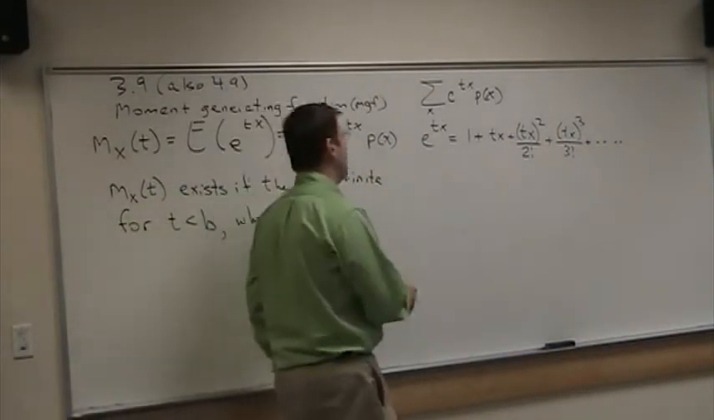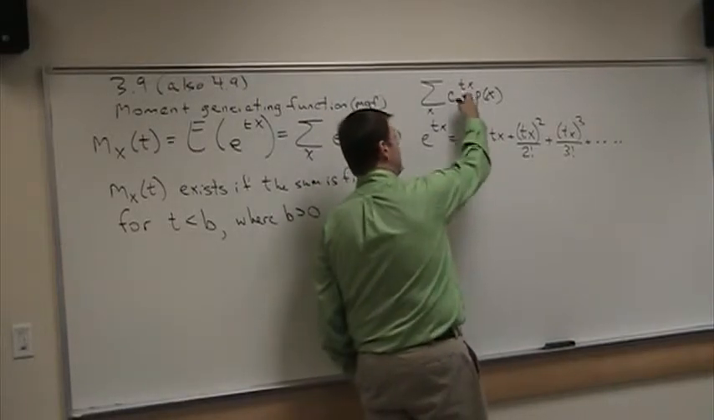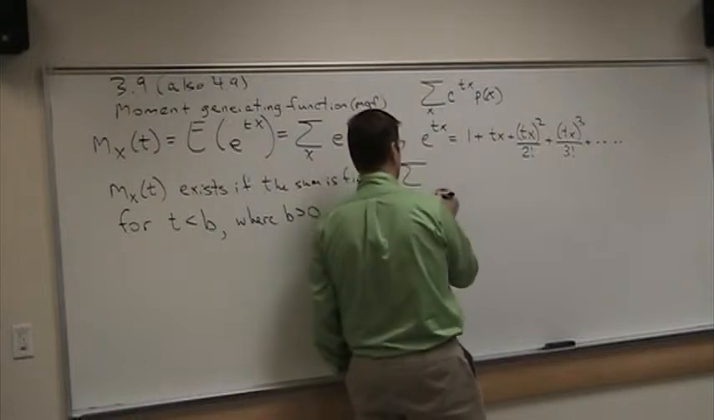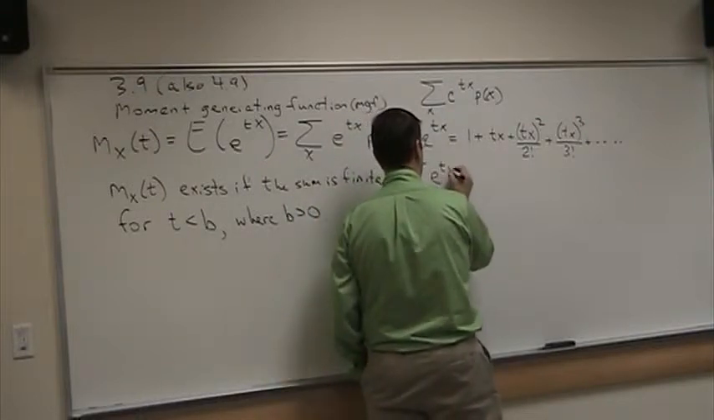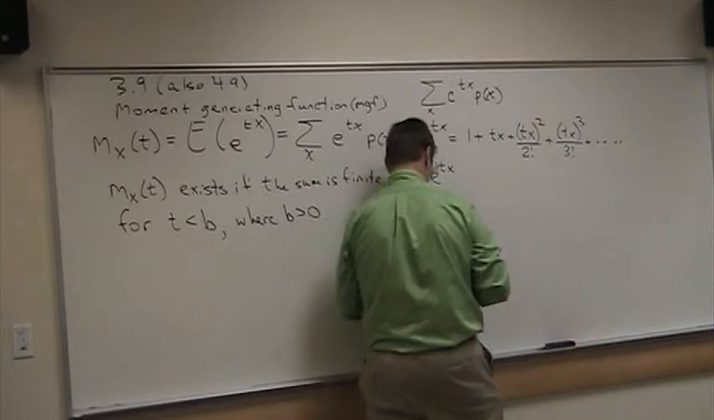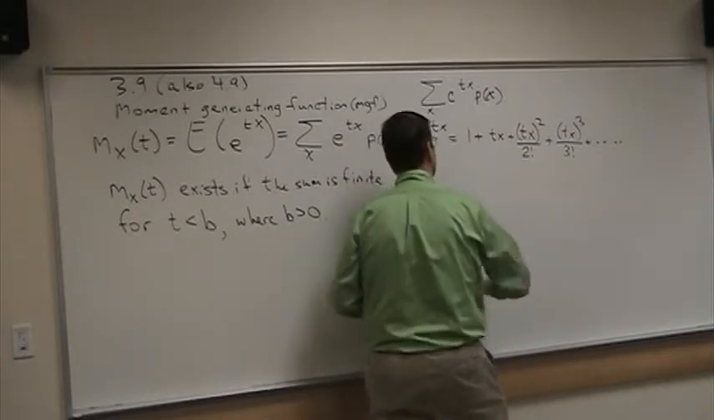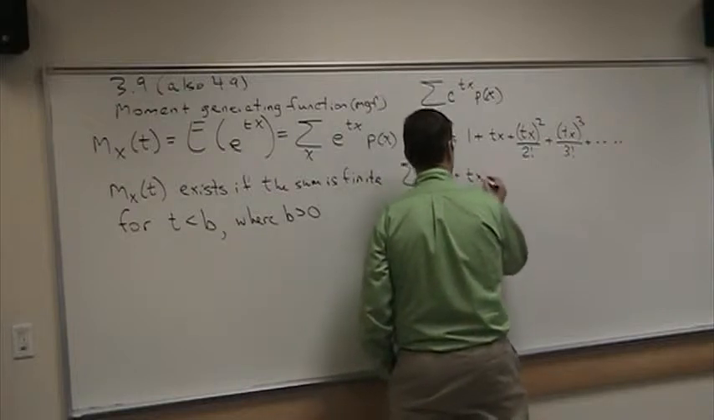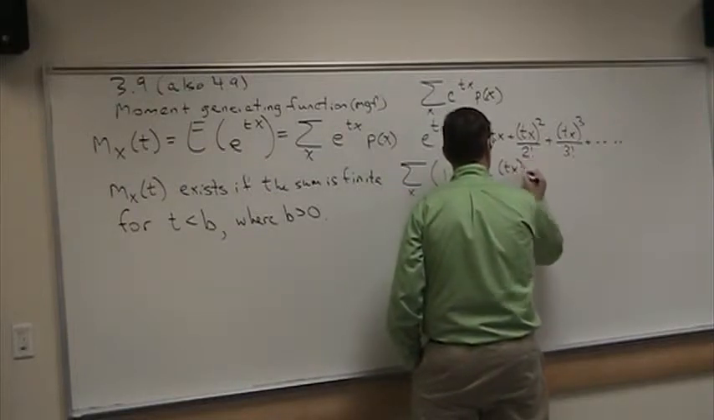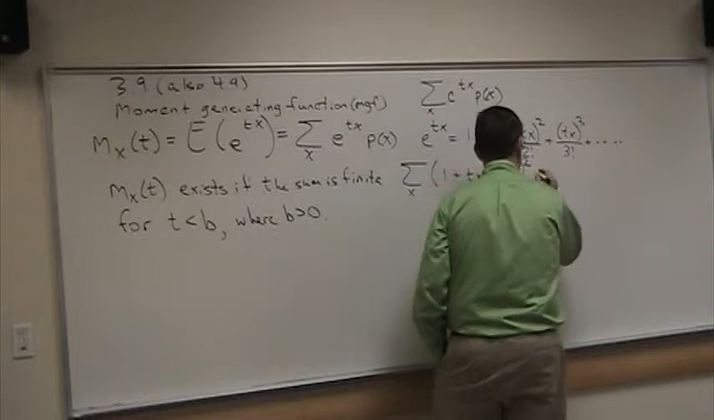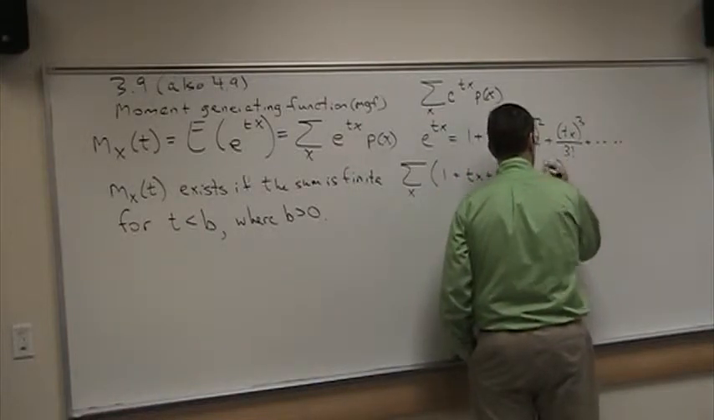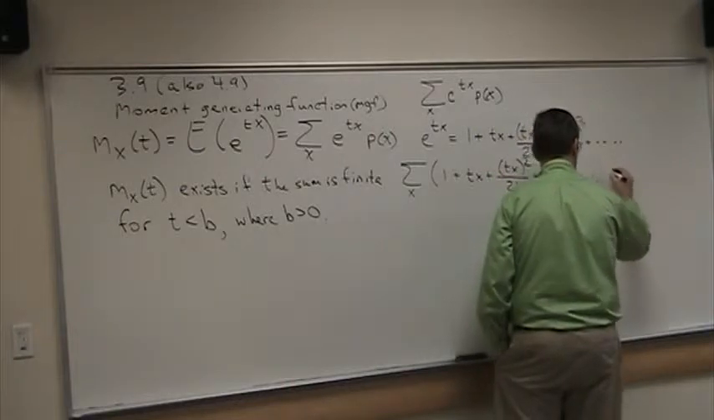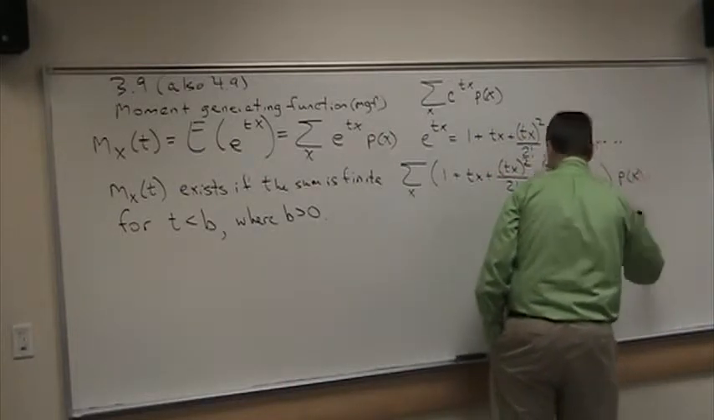So, okay, we're going to make this substitution in here. We've got x times e to the tx, oh, sorry, oops, times 1 plus tx plus (tx) squared over 2 factorial plus (tx) cubed over 3 factorial, times p of x.